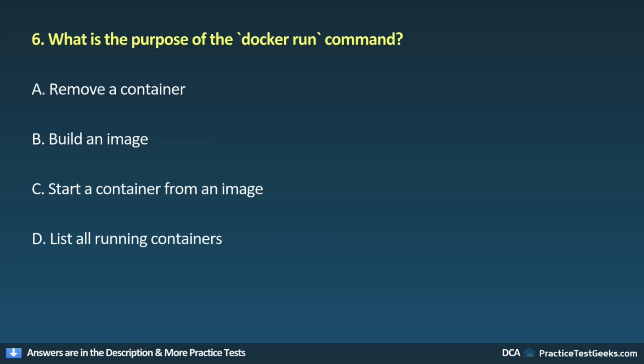6. What is the purpose of the docker run command? A. Remove a container. B. Build an image. C. Start a container from an image. D. List all running containers.